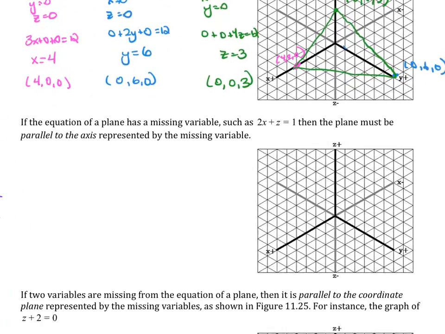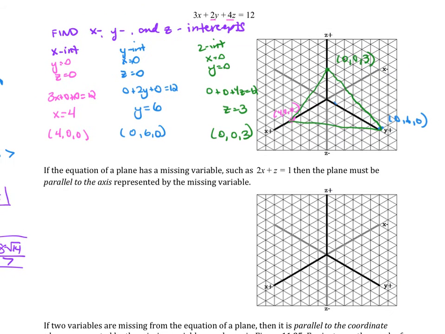Now, if the equation of a plane has a missing variable, such as 2x plus z equals 1, then the plane must be parallel to the axis represented by the missing variable. If you do the same thing, to find the x-intercept, we're just going to let z equal 0 in this case, because there is no y. So we get 2x equals 1, or x equals a half. Then I can find the z-intercept. I have no y-intercept, and so I'm going to make x equals 0. So 0 plus z equals 1, or z equals 1.